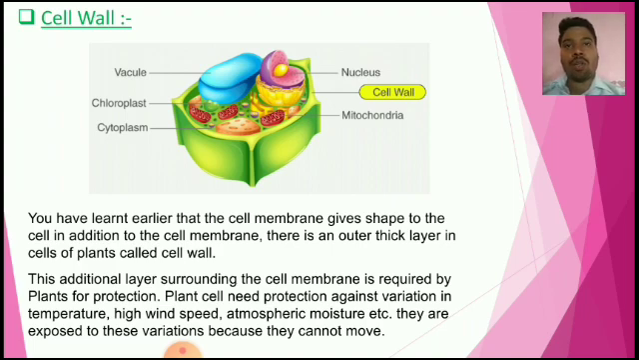So this is all about this session. In this session we learned about the size of the cell, cell structure and functions, and parts of the cells. In that we learned about the cell membrane and the cell wall. This topic we covered in this session.